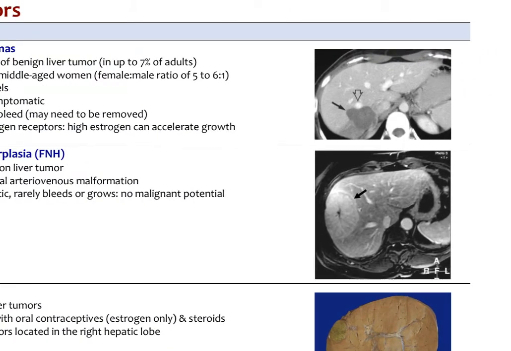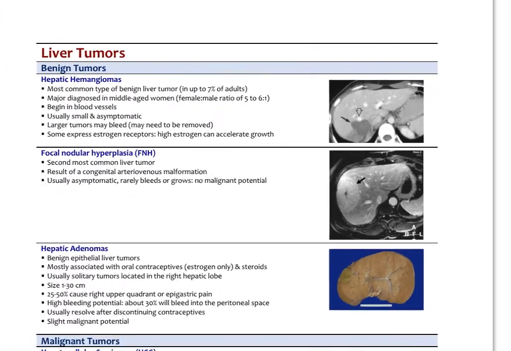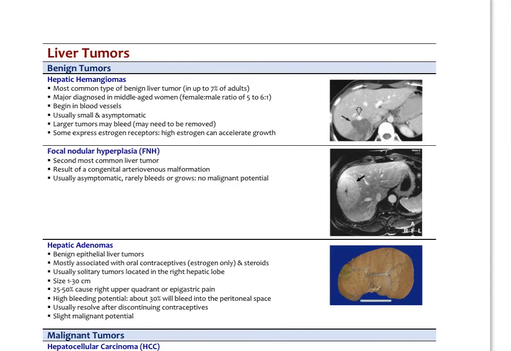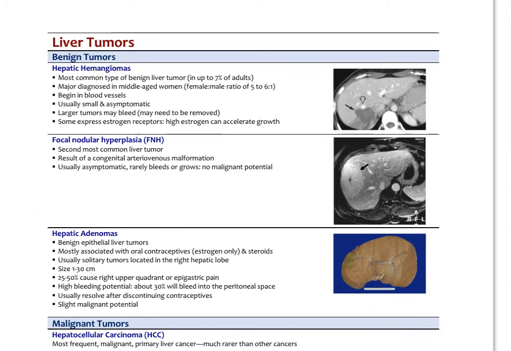So here's a hemangioma. And basically, the big problem comes in with the larger ones. They might start to bleed, and that might need a surgical correction. Some express estrogen receptors, so we think this could be driven by estrogen. And so I kind of treat these, if I'm going to support them, by monitoring, but also by improving the liver's ability to detox estrogen. And that often is by supporting methylation or sulfation or one of those pathways.